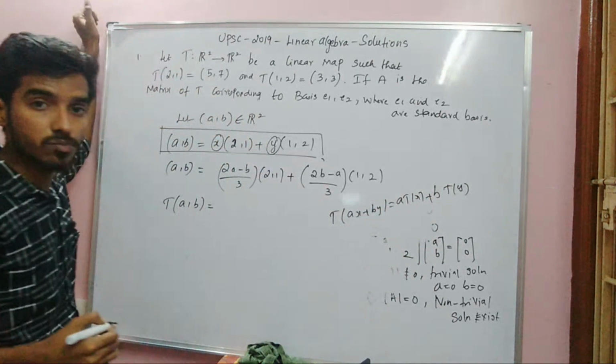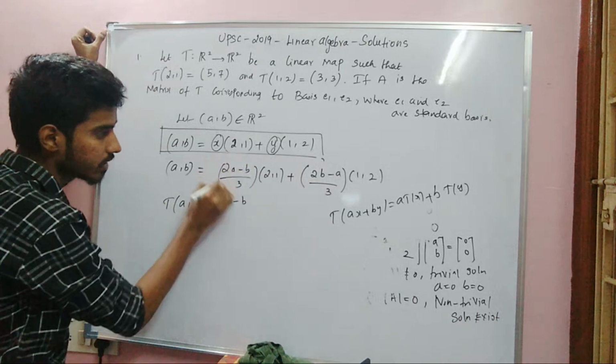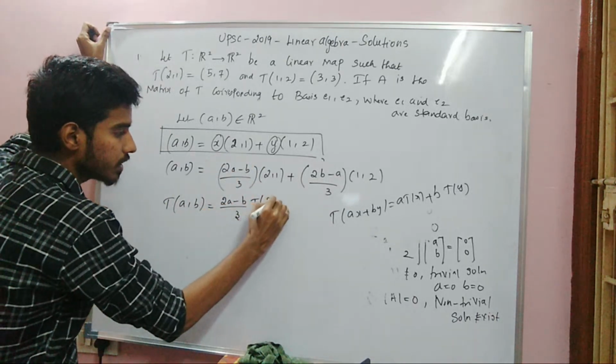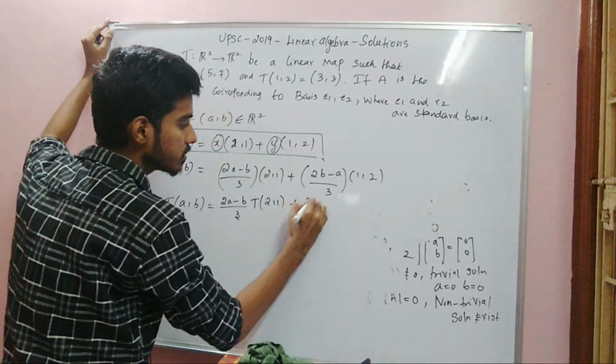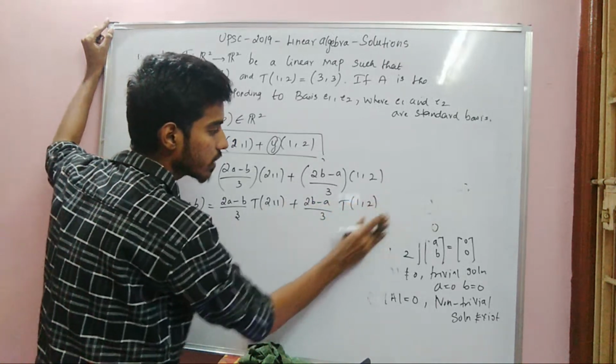A into T of x plus b into T of y. So I can treat this entire term as constant and bring it outside. I can apply T only to (2, 1), and again I can take this as constant outside because it is a linear map. This is nothing but T of (1, 2).